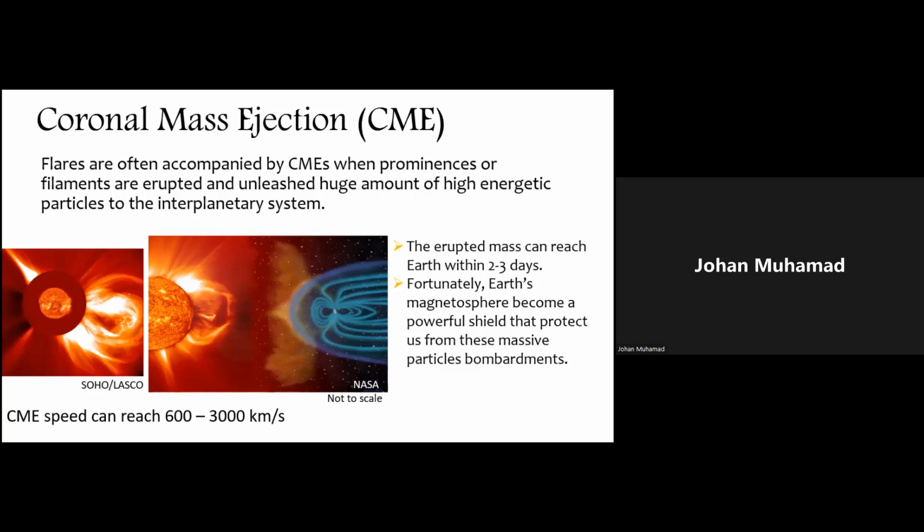And fortunately, the Earth's magnetosphere can become a very powerful shield that protects us from this massive particle bombardment. So CME speed is very, very fast. You can imagine that we have a very huge explosion like this with a speed of 600 up to 3,000 kilometers per second. This is not kilometers per hour, but kilometers per second. So it's very, very fast. It could be very dangerous for our Earth if we don't have any protector like this.